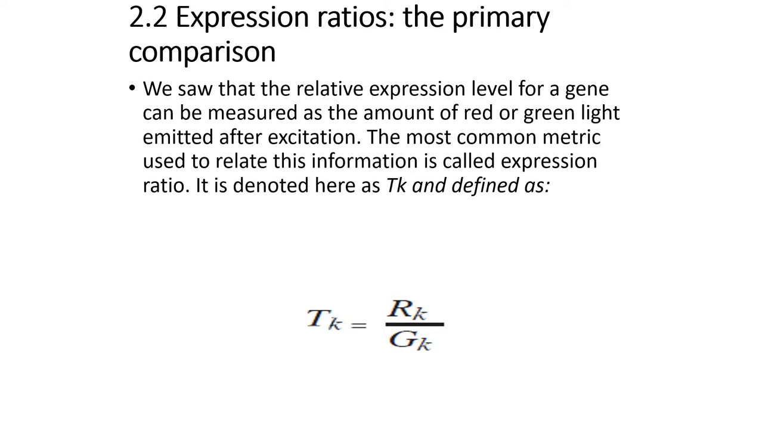The laser beam is positioned on the microarray spots. After the excitation, there is the hybridization. Because the hybridization has happened, now we have to measure the intensity of that hybridization. If there is more hybridization, the spot will show more intensity. The signal will be high. The most common metric used to relate this information is called the expression ratio. What is this expression ratio?